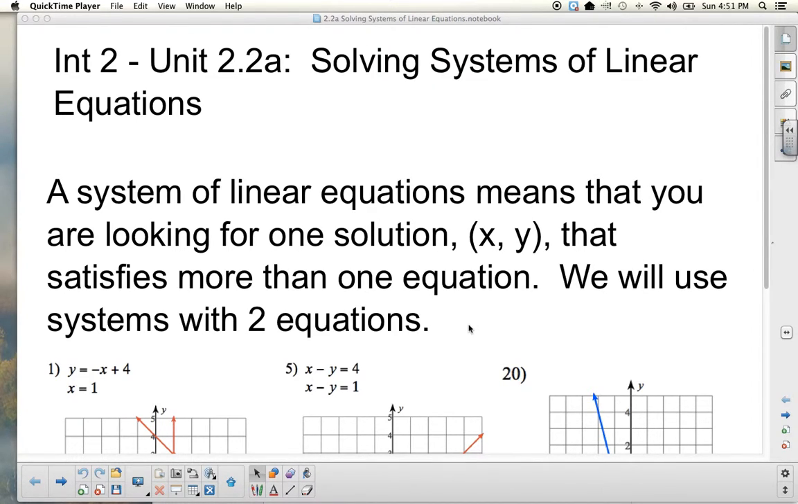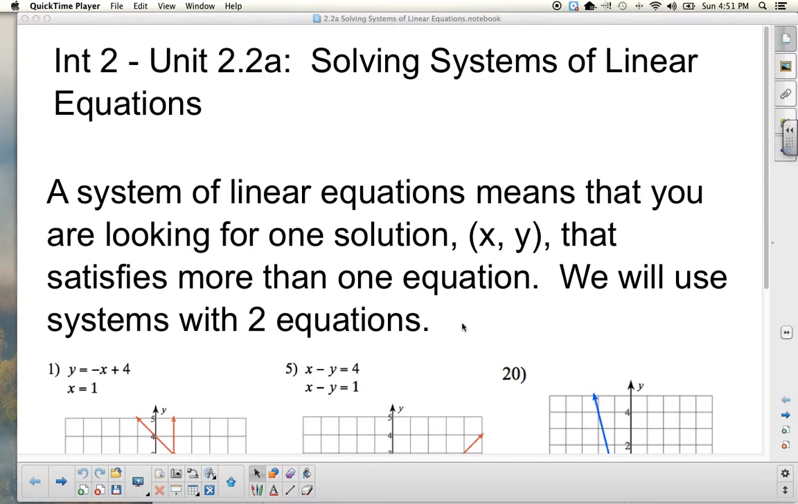Today I'm going to talk with you guys about solving systems of linear equations. A system simply means that we're talking about solving more than one equation at a time. The examples you're going to see have two equations with two variables, an x and a y, and we can graph them, we can solve them without graphs, and I'm going to show you a couple of examples of how you do that.